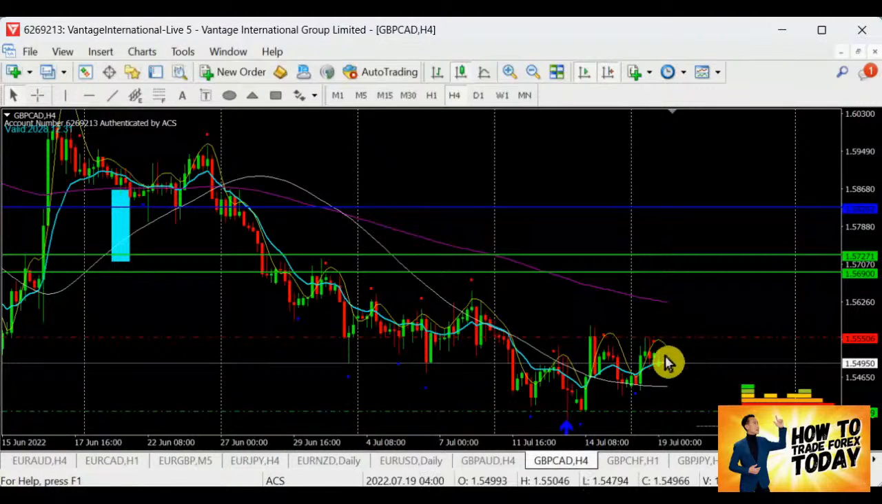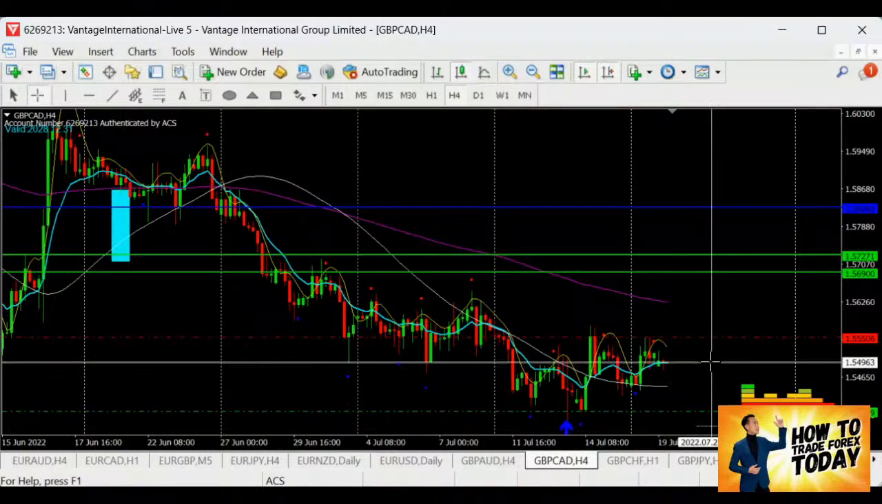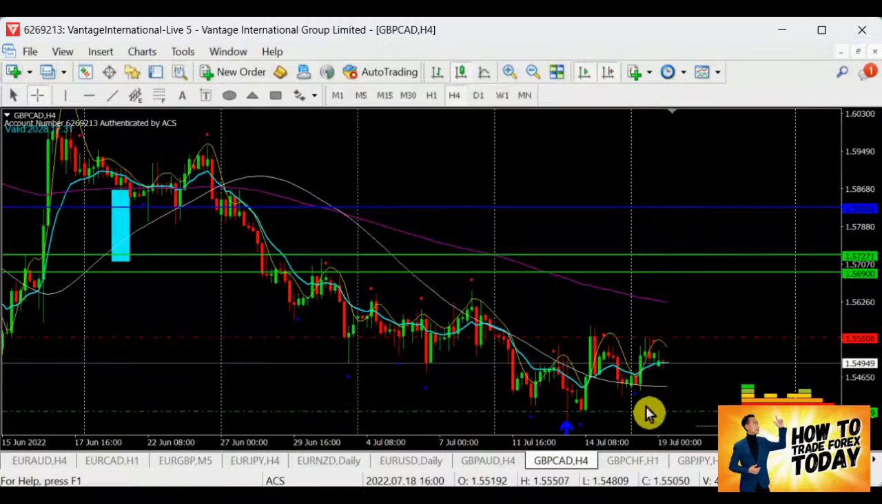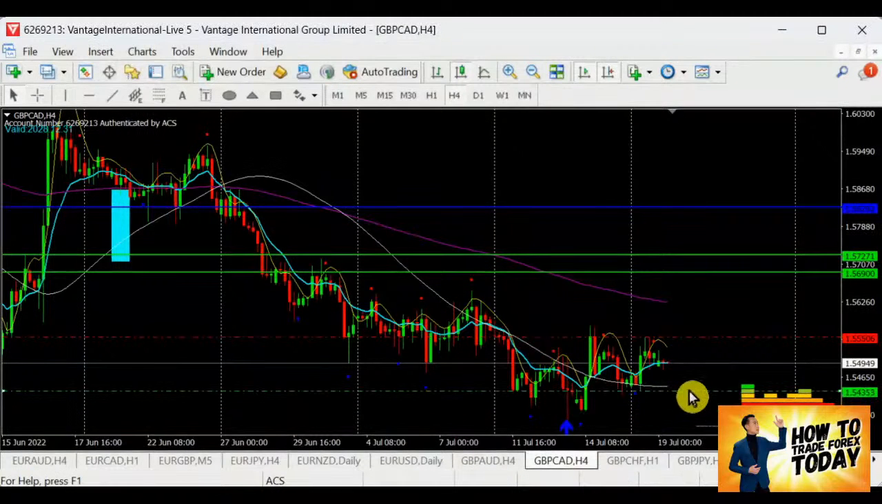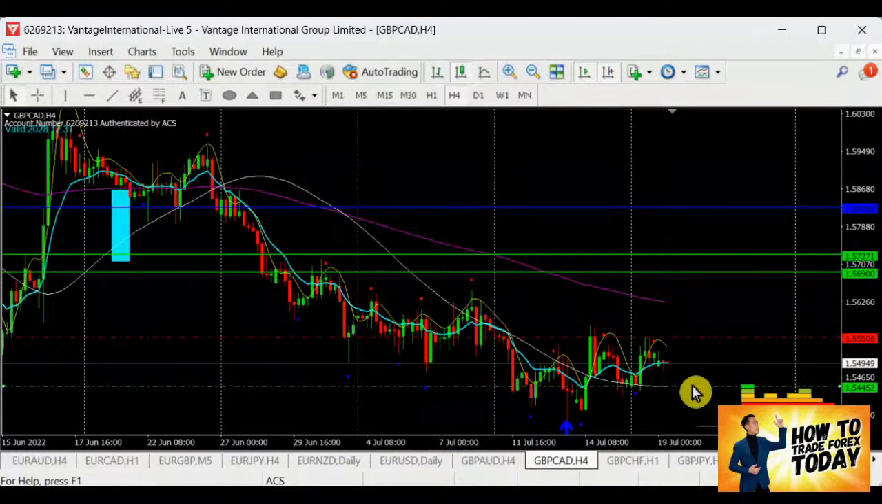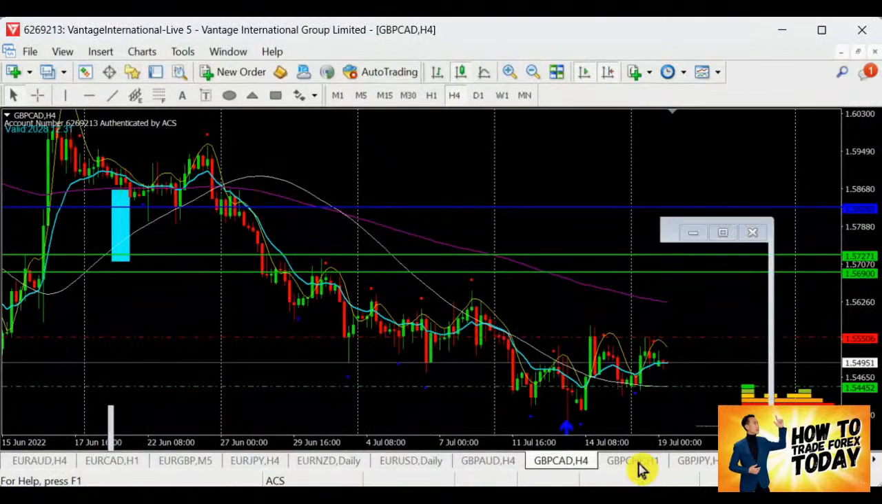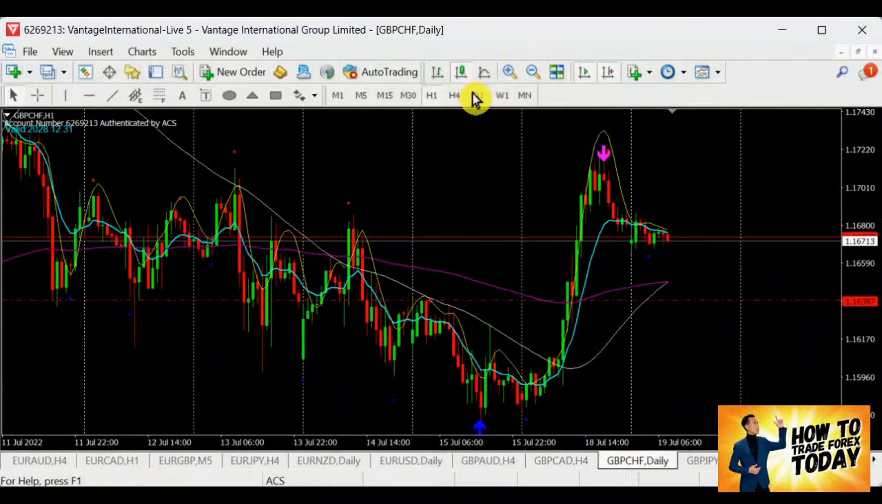If the lower resistance is created, then we have to take note of the support level over here, which is about 48 pips away. Then we will be meeting one support level, which is quite a good space for us. So I'm going to put pound cat into my watch list as well. Right, so right now let's take a look at pound franc.